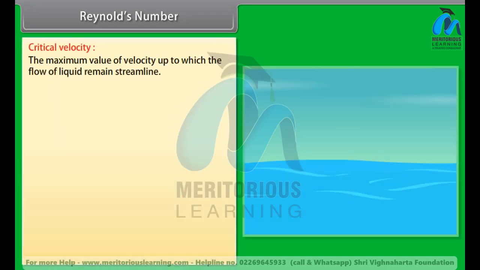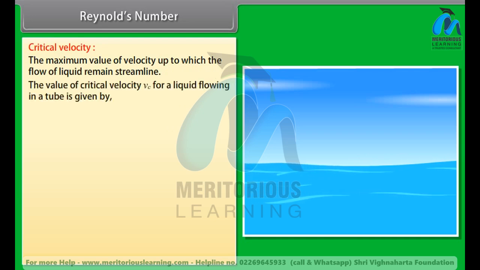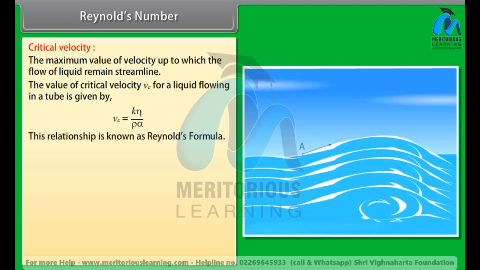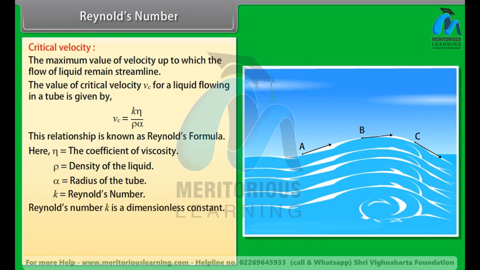Critical velocity is the maximum value of velocity up to which the flow of liquid remains streamlined. The value of critical velocity Vc for a liquid flowing in a tube is equal to K η/(ρ a). This relationship is known as Reynolds formula. Here, η is the coefficient of viscosity, ρ is the density of the liquid, a is the radius of the tube, and K is the Reynolds number. Reynolds number K is a dimensionless constant.